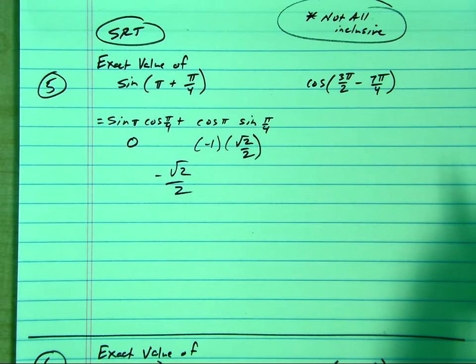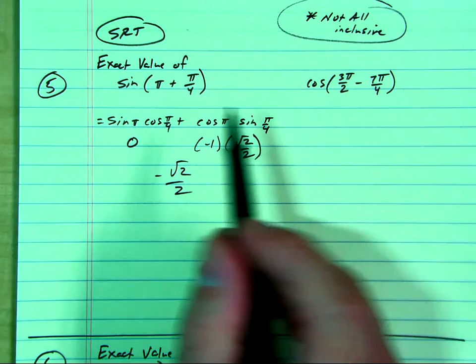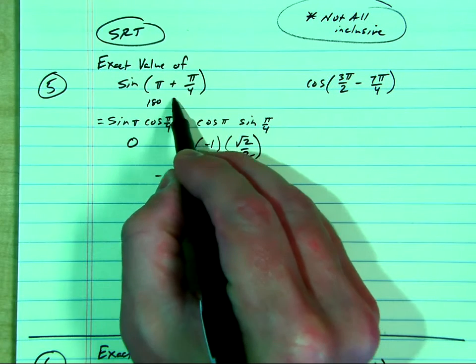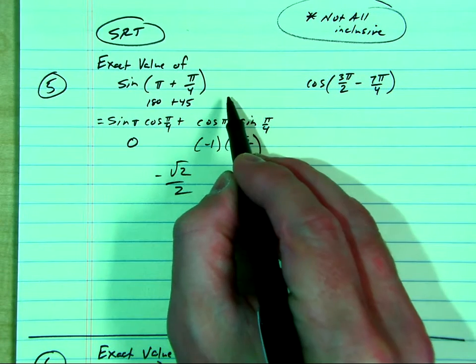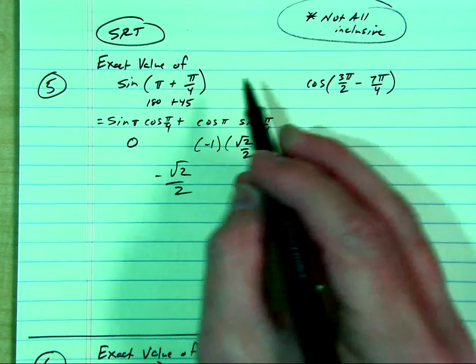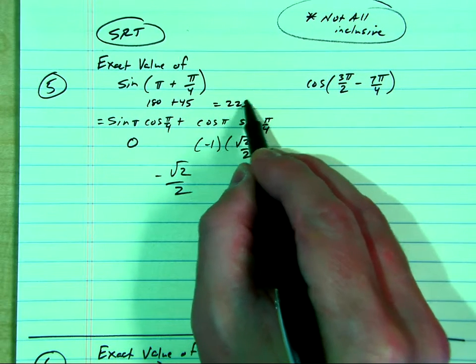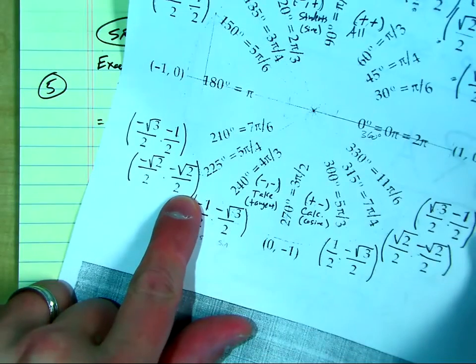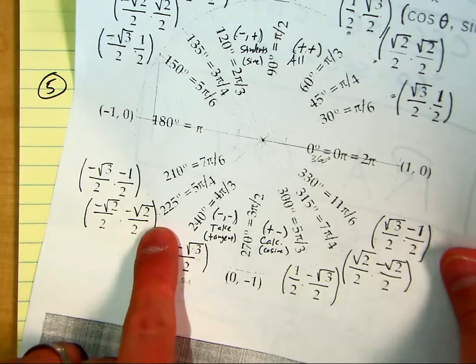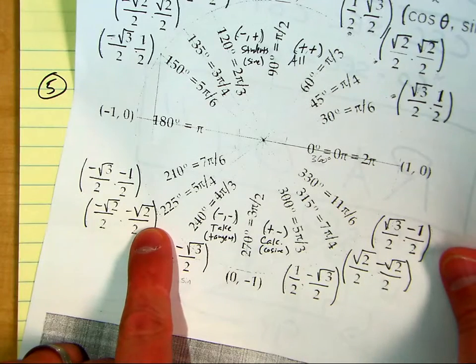And they were real evil to you on this, because if you think about this, how many degrees is that? Isn't that 180 plus 45? What is that? 225. What's the sine of 225 degrees? Right there. Negative rad 2 over 2. Man, don't you hate how they do that to you?